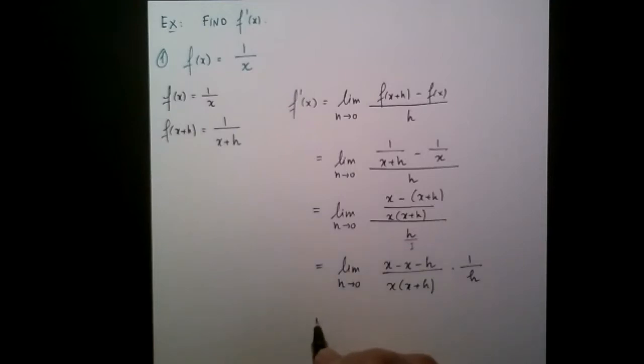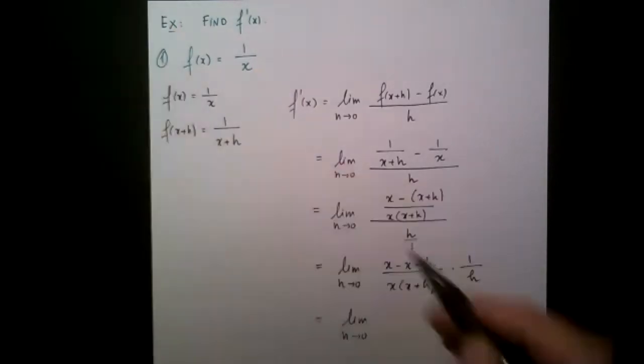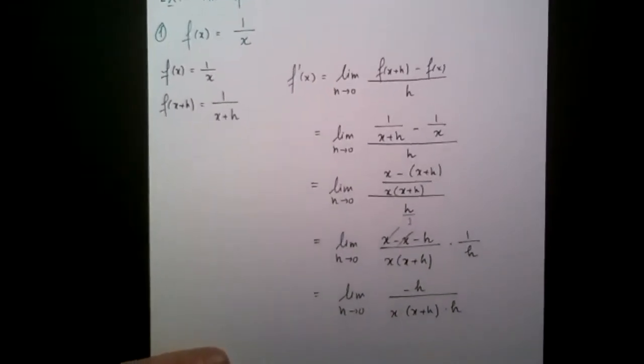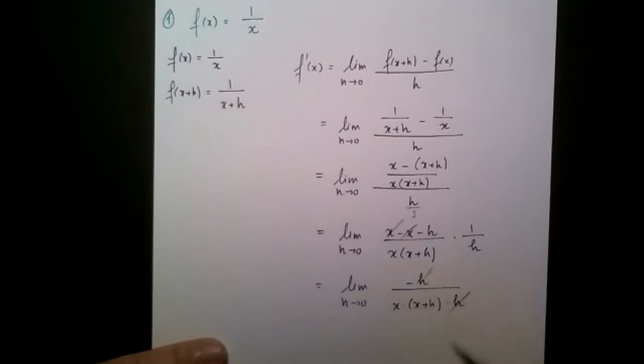All right, equals limit as h approaches 0, so the x's vanish, and I have negative h over, and on the bottom I have x times x plus h, and times h. Okay, so I could cross out the h's, and then I replace the h by 0, and what's left? I have negative 1 on top, and on the bottom, x times x plus 0, so just x squared. So negative 1 over x squared is the right answer.